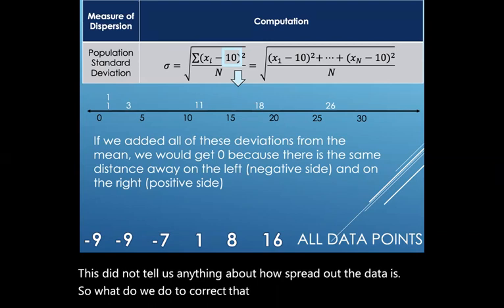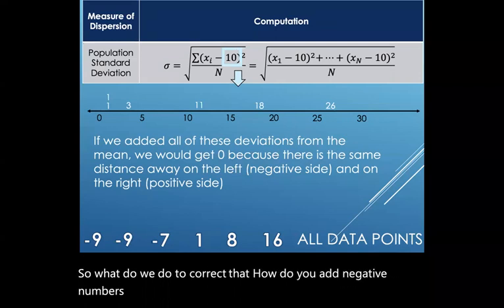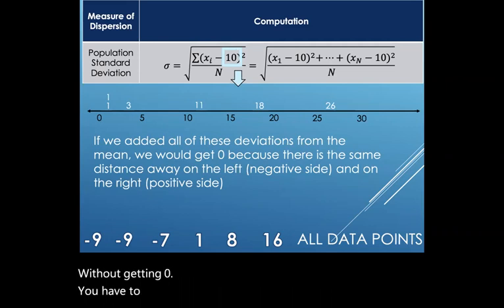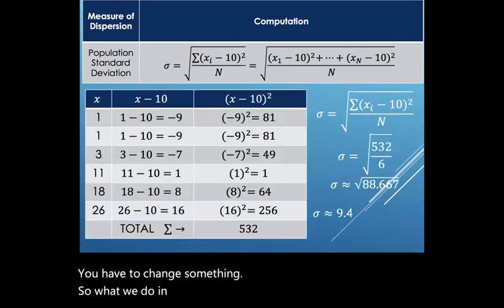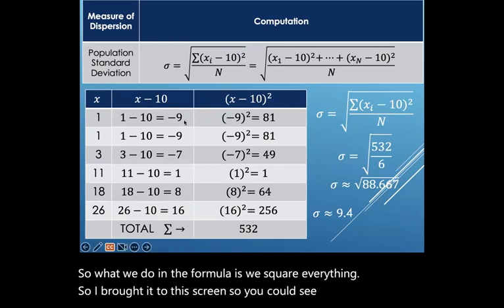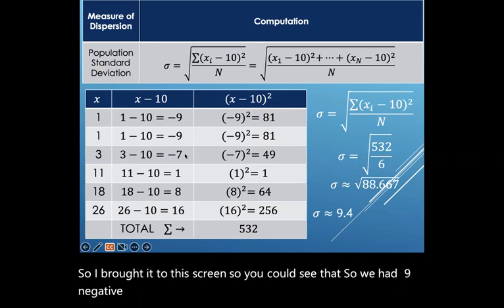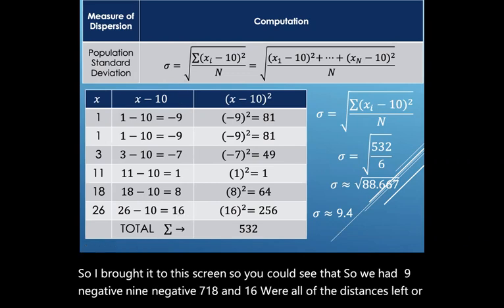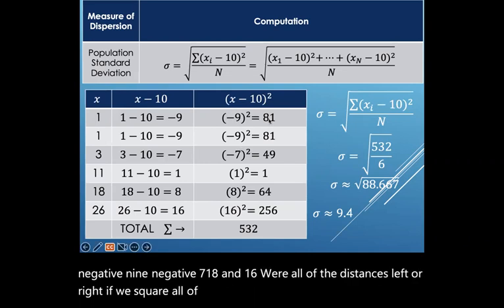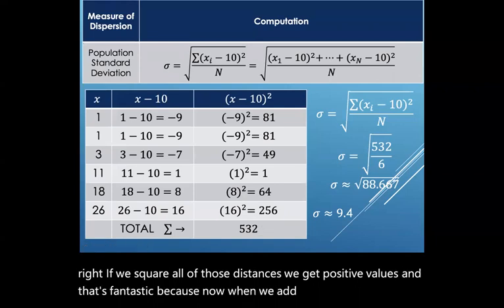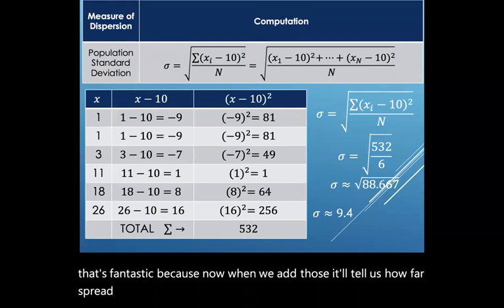Well, how do you add negative numbers and positive numbers without getting 0? Well, you have to change something. So what we do in the formula is we square everything. So I brought it to this screen so you could see that. So we had -9, -9, -7, 1, 8, and 16 were all of the distances left or right. If we square all of those distances, we get positive values. And that's fantastic because now when we add those, it'll tell us how far spread out everything is.